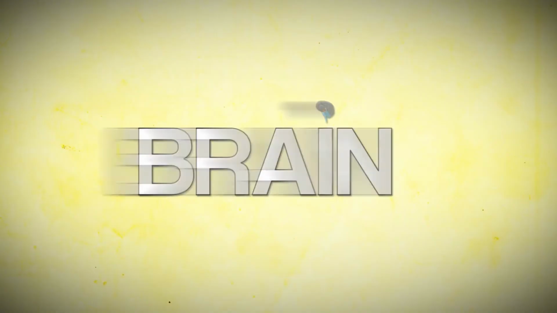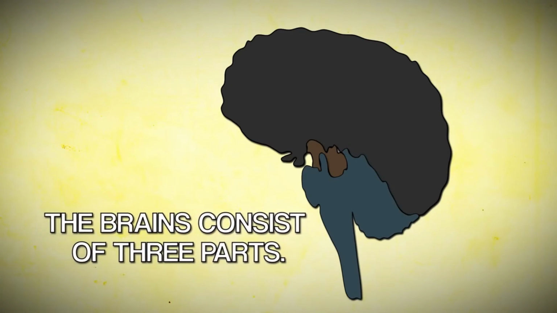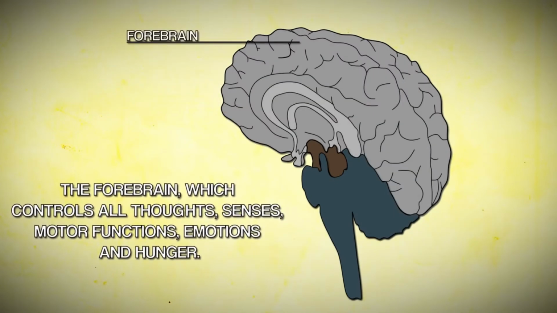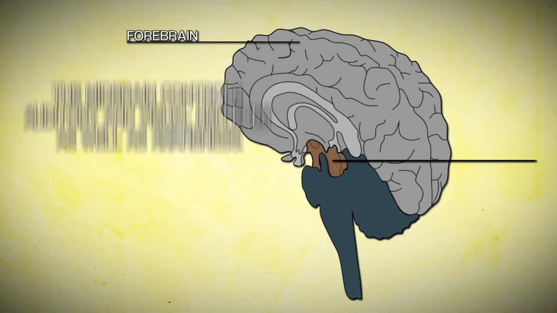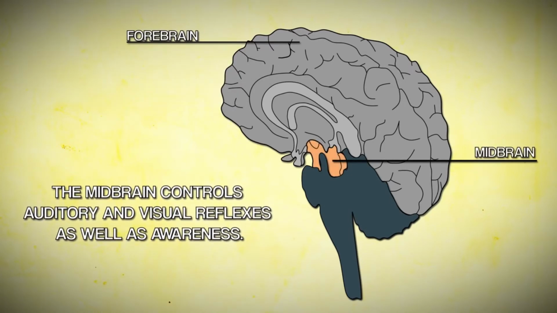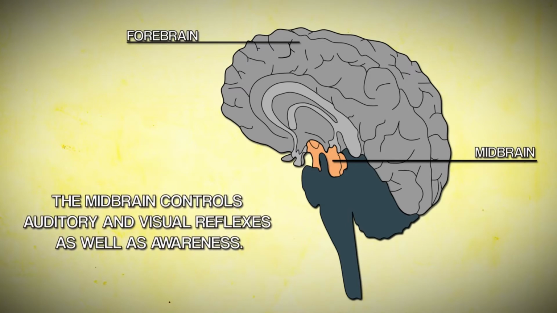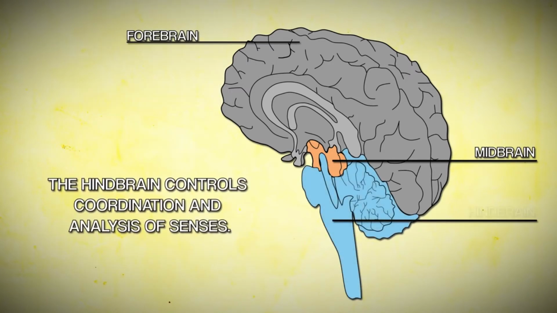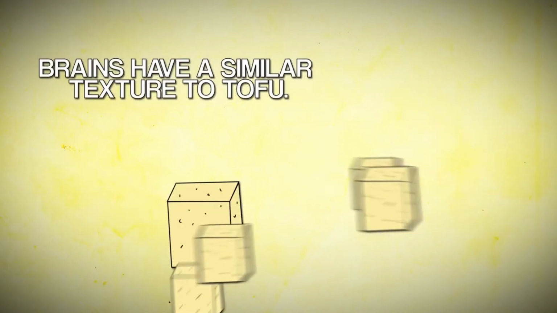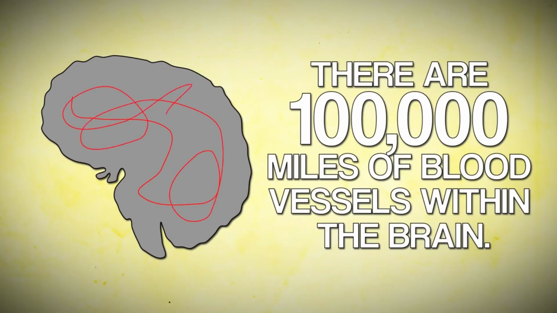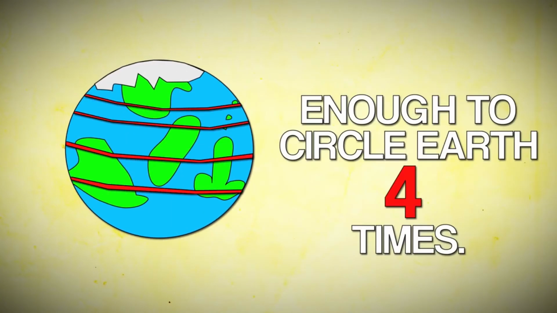Brain. The brain consists of 3 parts. The forebrain controls all thoughts, senses, motor functions, emotions, and hunger. The midbrain controls auditory and visual reflexes as well as awareness. The hindbrain controls coordination and analysis of senses. Brains have a similar texture to tofu. There are 100,000 miles of blood vessels within the brain, enough to circle the earth 4 times.